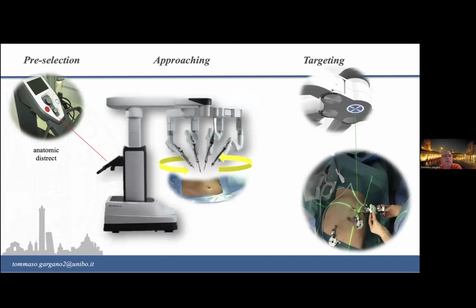Before the docking, the preselection of the anatomic district is mandatory, in particular in this case the kidney, and the approaching of the robotic system at the shoulder of the patient in this case, and the targeting addressed in this case to the robotic camera port.